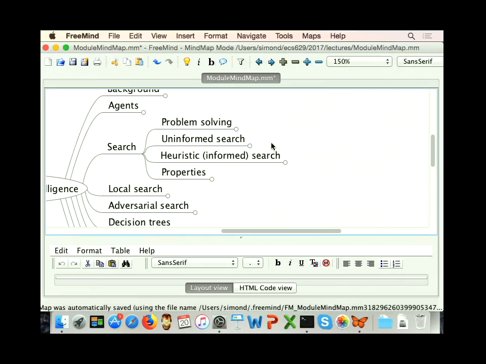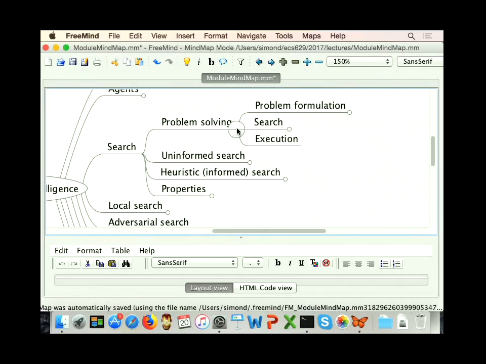So for search, we looked at the definition of how we're going to approach problem solving in this module. Given a problem, what do you do? How do you express it? We talked about the importance of the representation. The way we represent information is absolutely crucial to get good solutions.